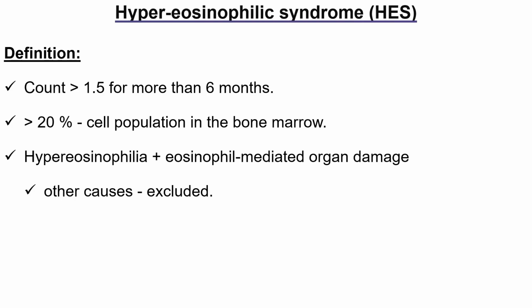Hypereosinophilic syndrome is another commonly asked question in the exam, where the count of eosinophils is more than 1500 for more than 6 months, or more than 20% of the cell population in the bone marrow is comprised of eosinophils. So hypereosinophilia plus eosinophil-mediated organ damage is the cause of hypereosinophilic syndrome if other causes have already been excluded.